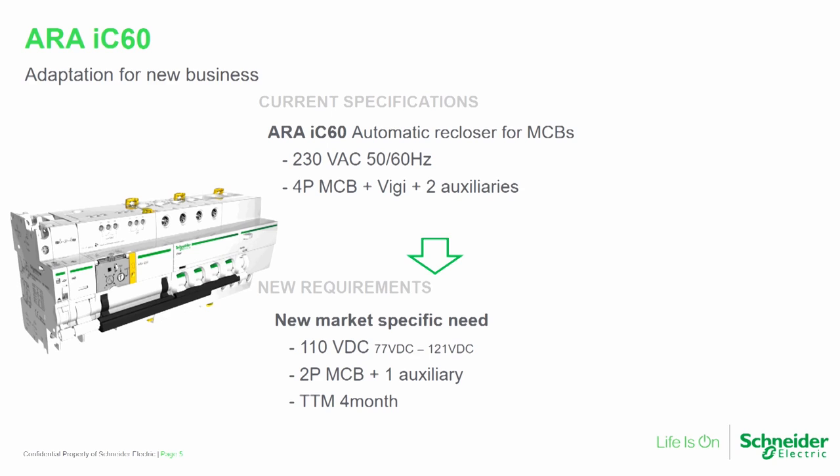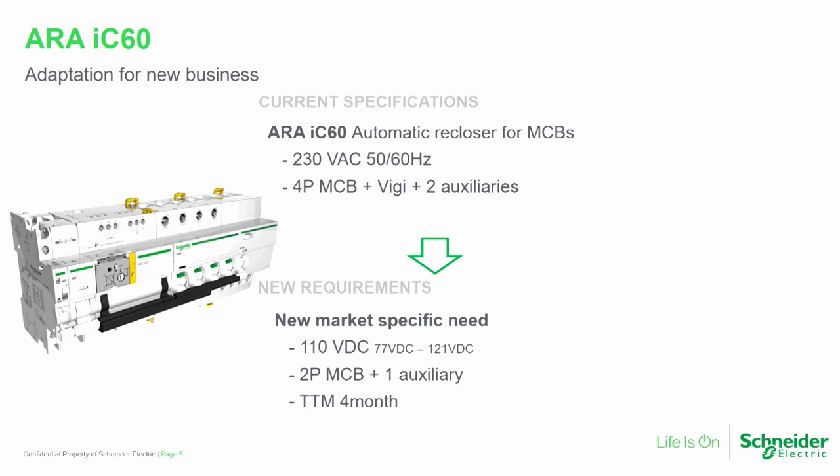So let me introduce you to the ARA IC60. This is an automatic recloser for MCBs. This is widely used in telecommunication applications, for example, antennas, or any remote location where you don't want to send a guy in an SUV every time you have a power disruption. It operates under 230 volts AC and can close up to a 4-pole circuit breaker with one earth leakage protection device and 2 auxiliaries.